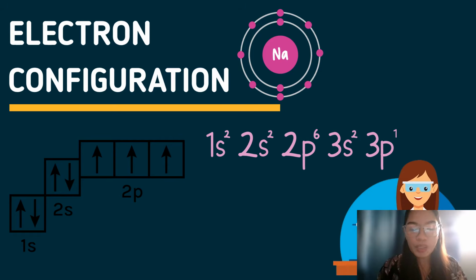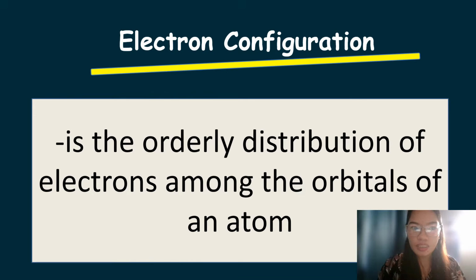Today we will have our MDL, and today's lesson is about electron configuration. Electron configuration is the orderly distribution of electrons among the orbitals of an atom. It is used to identify some information about the elements such as group number, period number, and valence electrons.